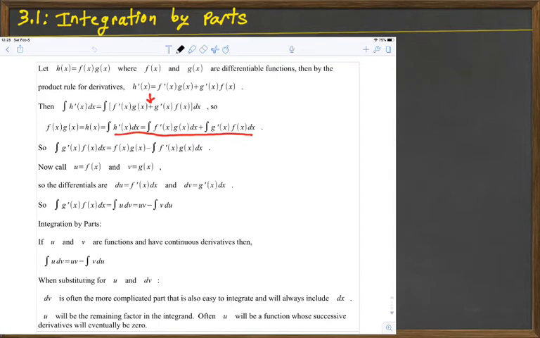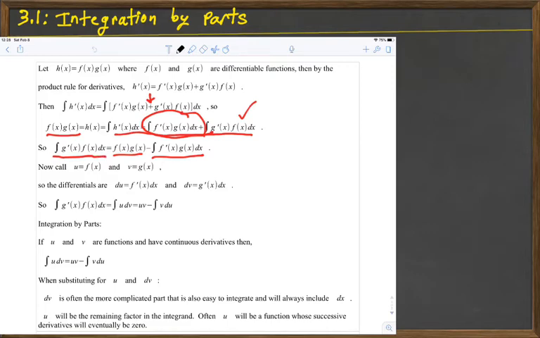Then we'll isolate the integral of g prime of x times f of x. That's this one here. So we subtract this one over, and there it is. We subtract it from the f of x times g of x.